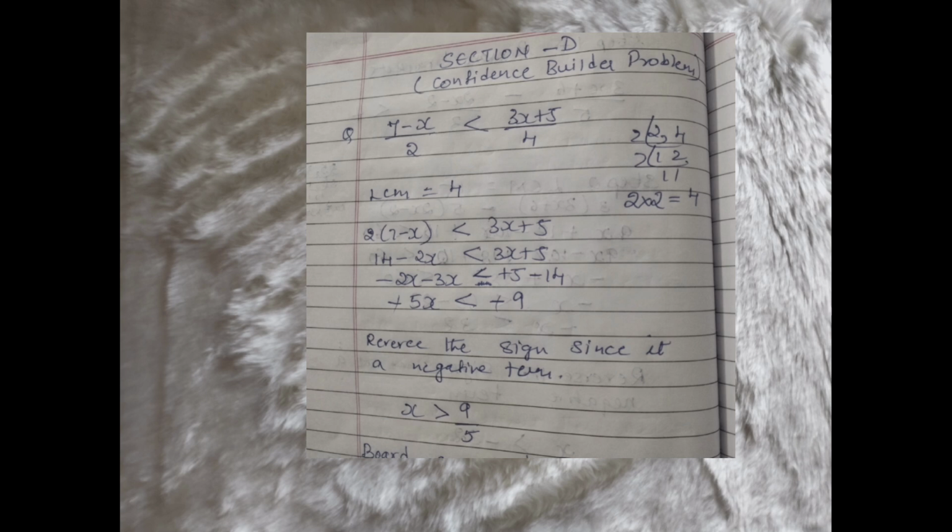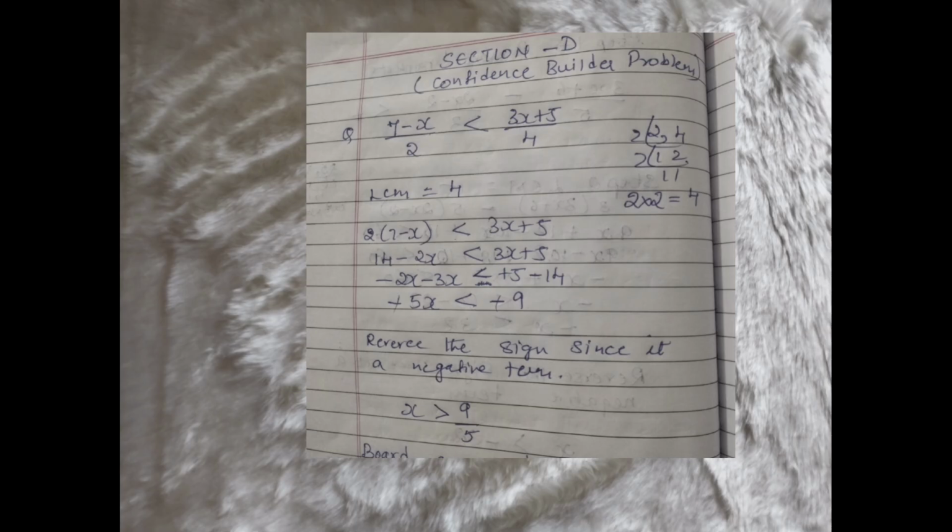So it becomes 2 into 7 minus x lesser than 3x plus 5, that is multiplied by 1, you are going to get the same number. So 2 sevens is 14 minus 2 into x is 2x lesser than 3x plus 5. 14 minus 2x lesser than 3x plus 5. Now we are going to put all the x terms on one side. So minus 2x minus 3x plus 3x will become minus 3x when it comes to the left, and plus 5 is going to remain there only. When 14 comes to the right side, it becomes minus 14.